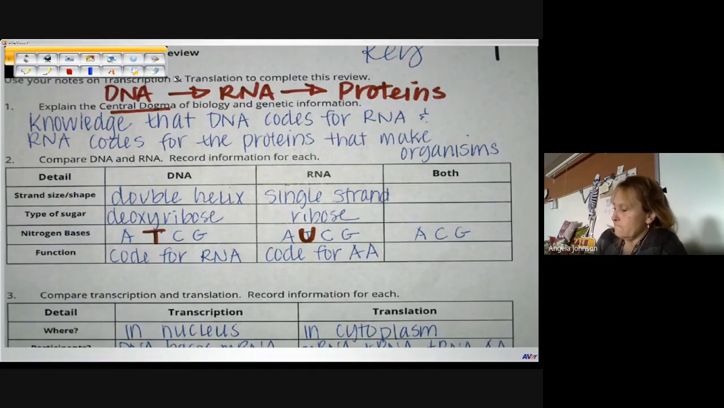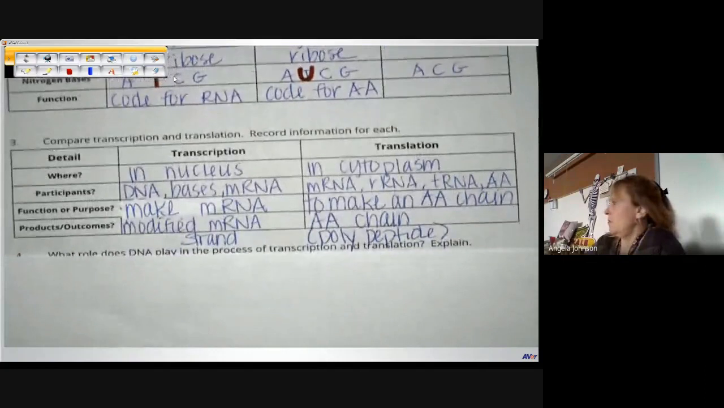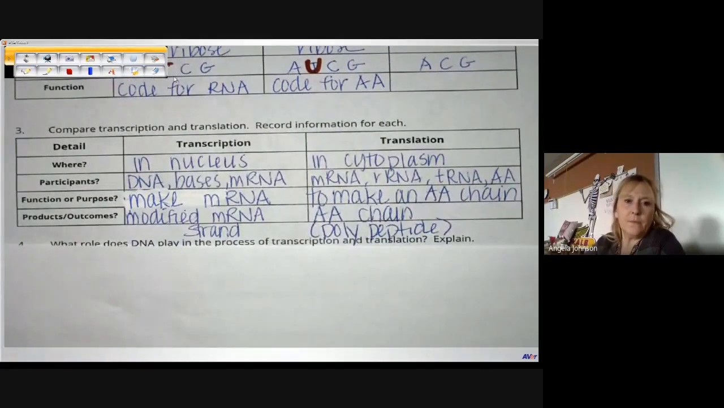If you just compare the two processes of transcription and translation. Ooh, scoot up. Is this going to move? There it is. It's a little slower.